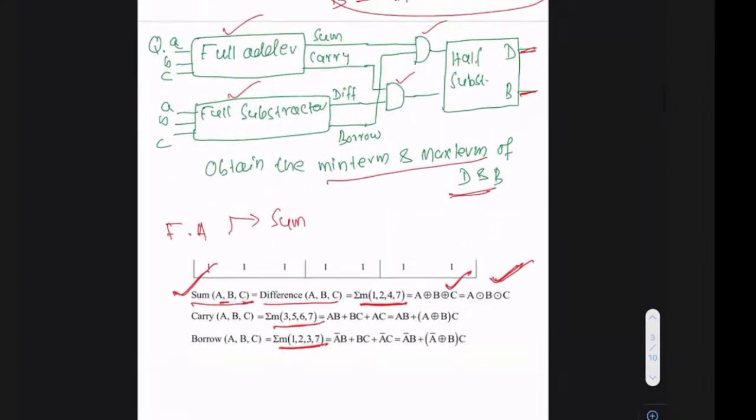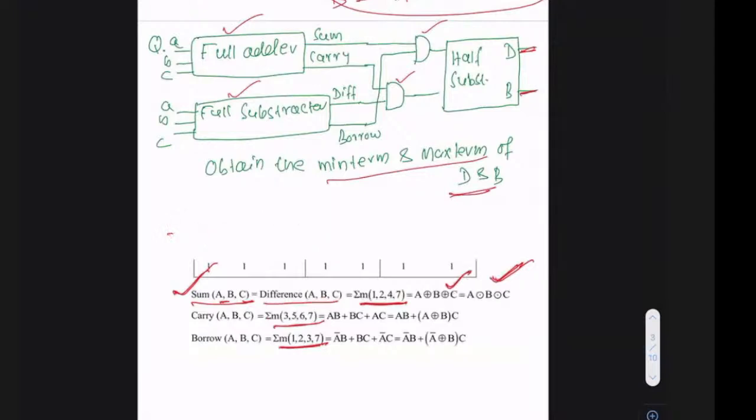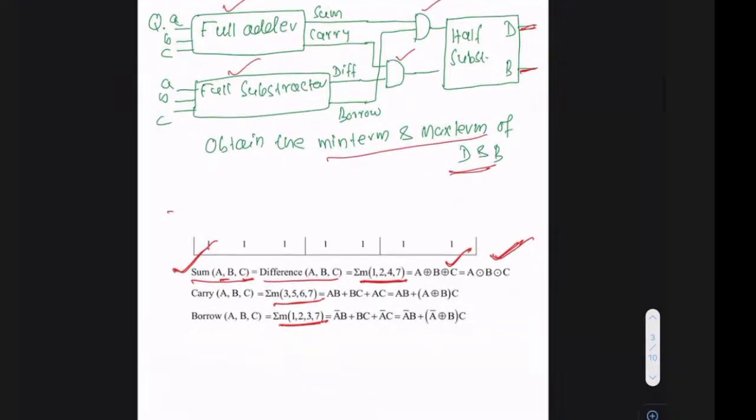Okay, see. So for a full adder, the sum is given by minterms 1, 2, 4, 7, right? And for a full subtractor, it is again 1, 2, 4, 7, the difference. But for a full adder, carry is 3, 5, 6, 7, and for a full subtractor, the borrow is 1, 2, 3, 7.